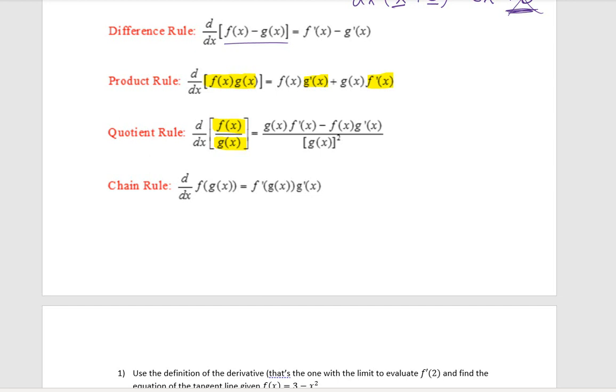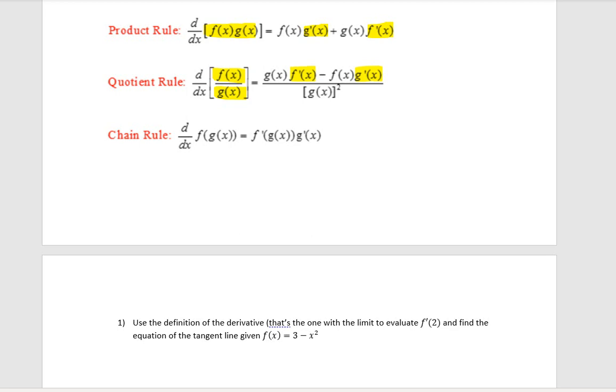Now for the quotient rule, I actually have a ridiculous song for that. It is the bottom times the derivative of the top minus the top times the derivative of the bottom, all over the bottom squared. So you're going to leave g of x alone, multiply it by the derivative of the top, then subtract the top left alone times the derivative of the bottom, and then when you divide it, you're leaving that bottom alone, but you're squaring it.